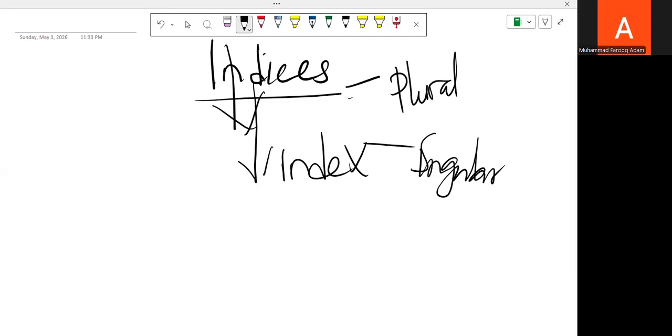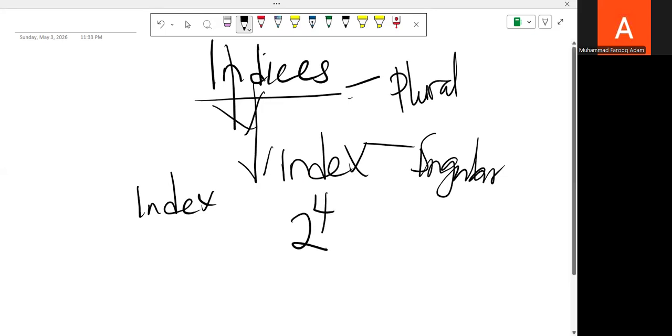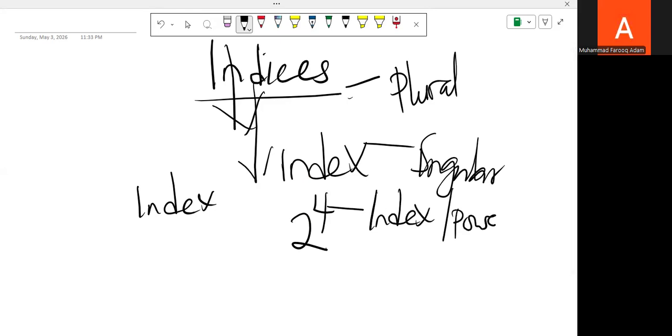Okay, another name for indices is power. Yes, when you hear power, for instance, it's 2 raised to the power of 4. This 4 here is either the index or the power, while the 2 here is the base. Yes, it's the base.